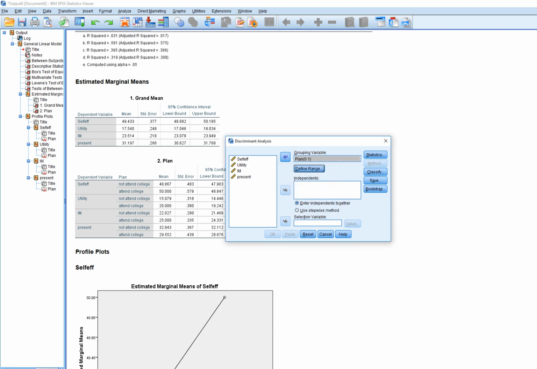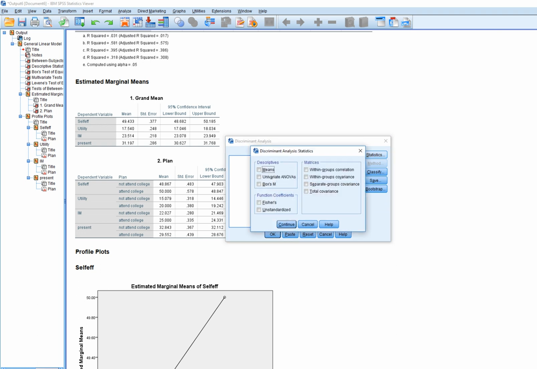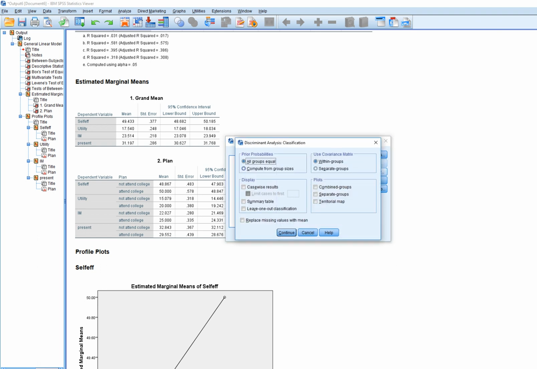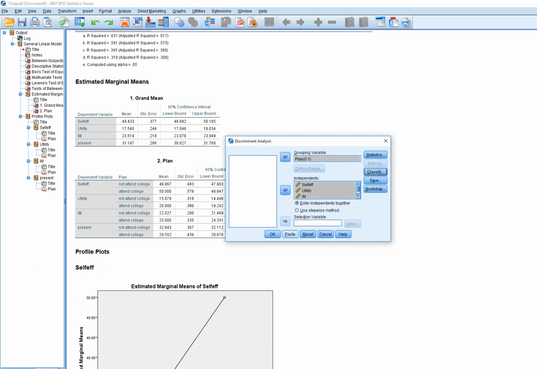Now we'll click on Continue, and we'll move our previous dependent variables over, and now they're treated as independent variables in this analysis. Under Statistics, we can ask for a lot of the same information we were getting before. We can ask for means, univariate ANOVAs, which is going to repeat what we had above, and Box's M, which is the Box's test, and there is the assumption of homogeneity of variance-covariance matrices in the context of discriminant analysis. Under Classify, we'll click on compute from group sizes for prior probabilities, and click on Summary Table. And so there you go.